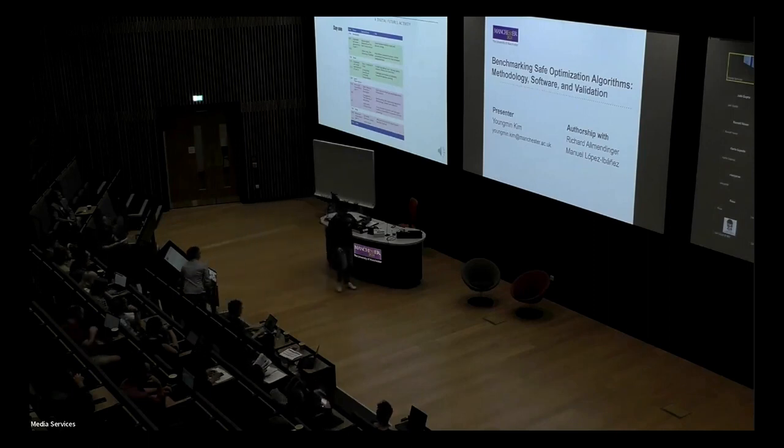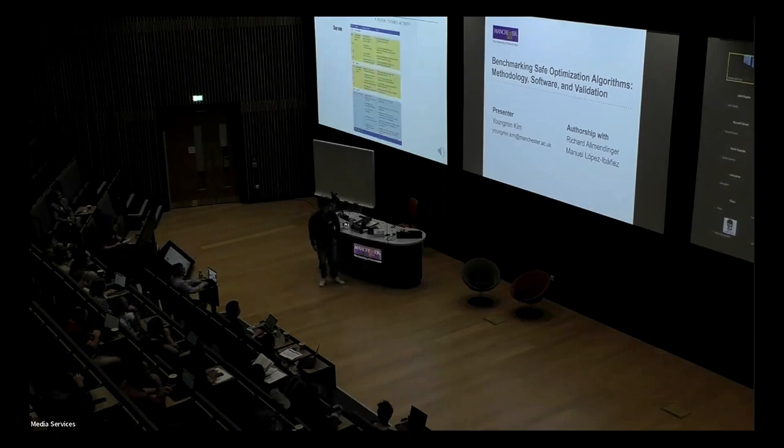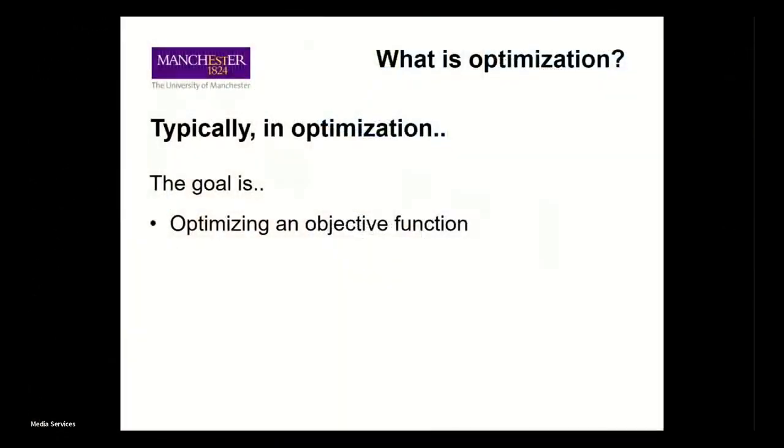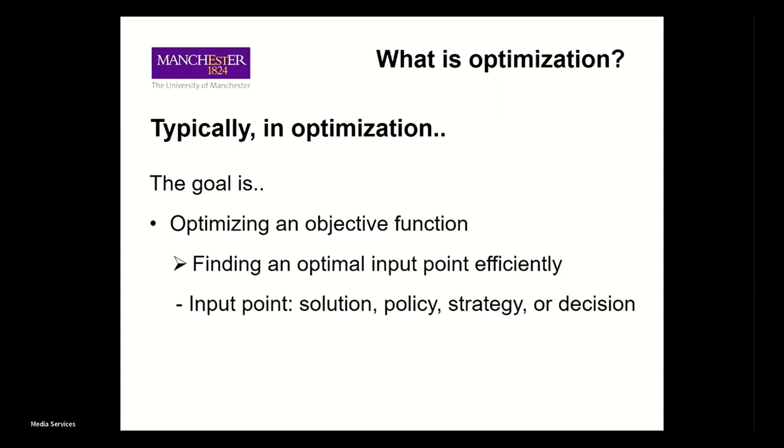Hello, my name is Youngmin Kim from Alliance Business School, and today I'll present benchmarking safe optimization algorithms. To talk about safe optimization, we should talk about the typical optimization problem. In a typical optimization problem, you want to optimize an objective function. You want to find an optimal input point efficiently, which is a solution, policy, strategy, or decision, where the objective function represents reward, efficiency, or cost.